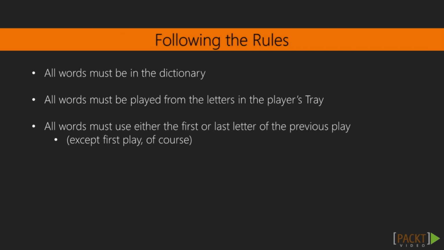So let's review our game rules as they stand. 1, we need to ensure that all words actually exist in the dictionary that we've created. 2, all words must be played from the letters contained in the player's tray. 3, all words must use the first or last letter of the previous play, if any.